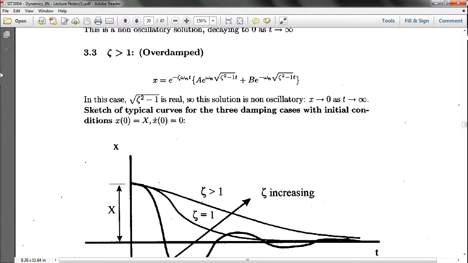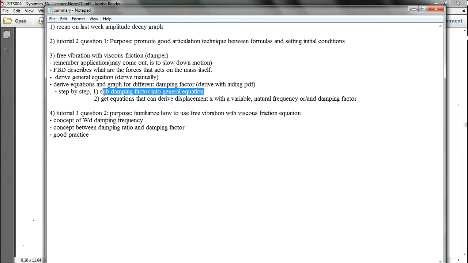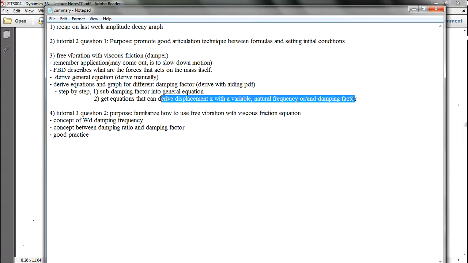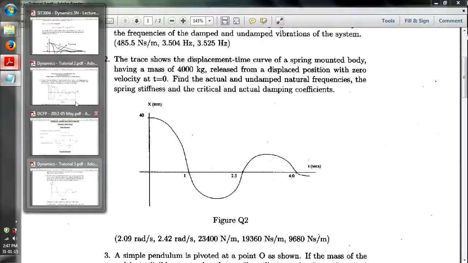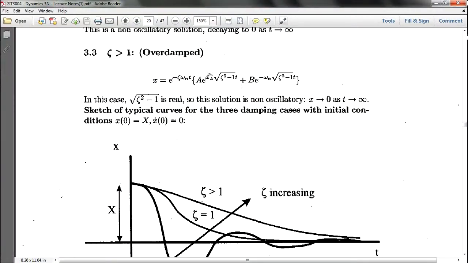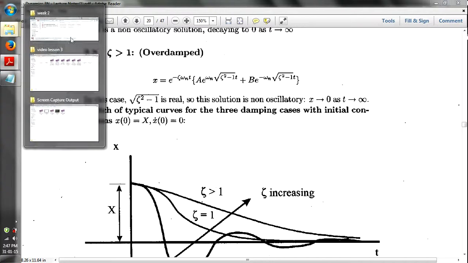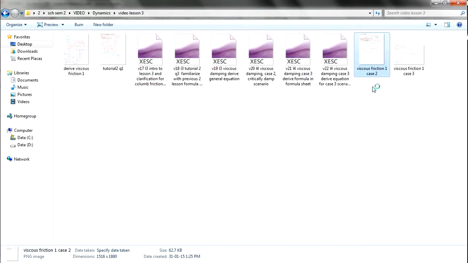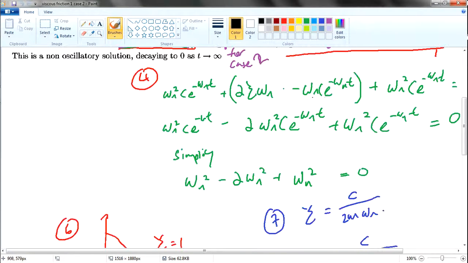This is because, as I said earlier, you sub in your damping factor into the general equation, and then you derive a displacement x with variables natural frequency and damping factor. In this case, the general equation is already in terms of natural frequency and damping factor. It's just that the damping factor itself is different. That's why if it equals 0, we have a problem. The problem for case 2 is that, if you remember, everything goes to 0, and then we cannot solve.